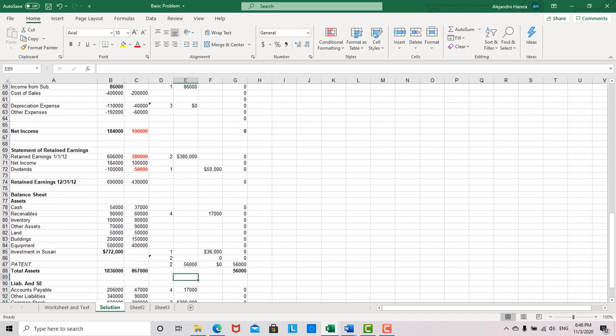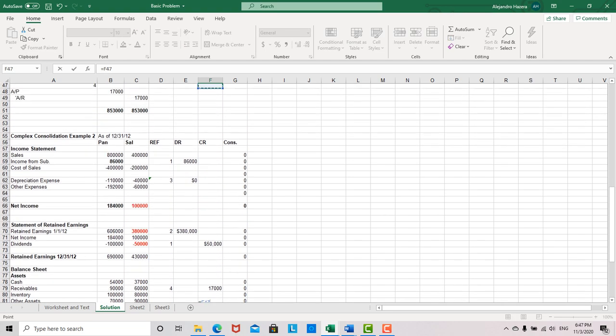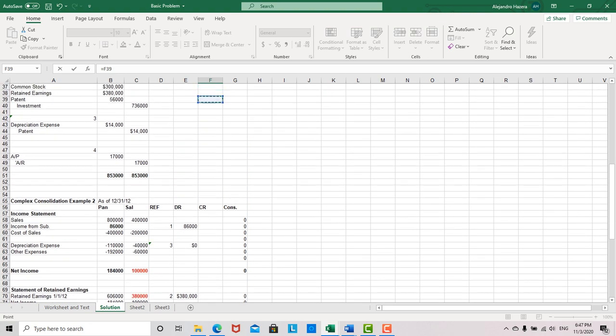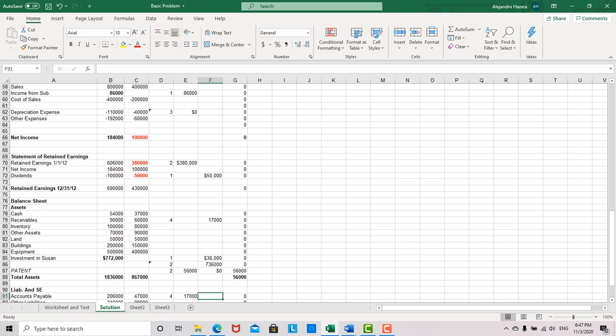Okay, so we've got the debits, and now those debits of 300, 380, and 56 should add up to 736. So in entry 2, I'm just going to go ahead and post entry 2 here for 736. I have to move it down or something. Okay, that's fine. Good, yeah. So the investment account started at 772. It took out 36, took out 736. So the final investment account will be 0.